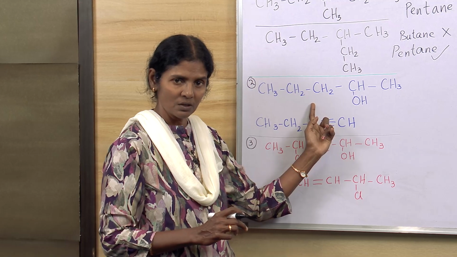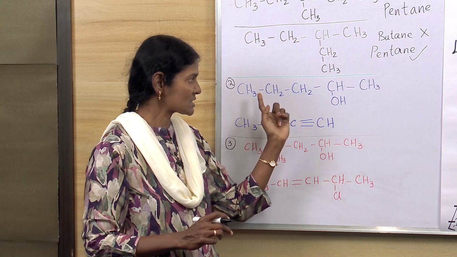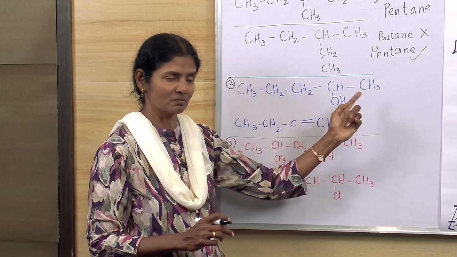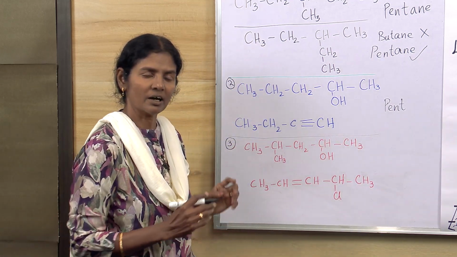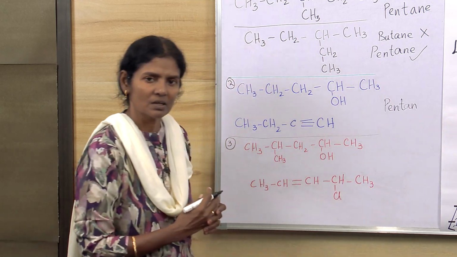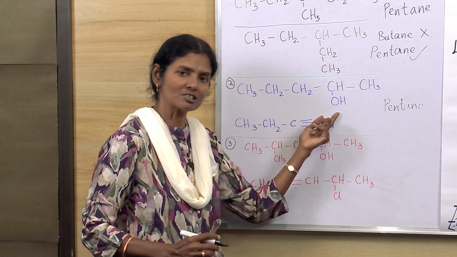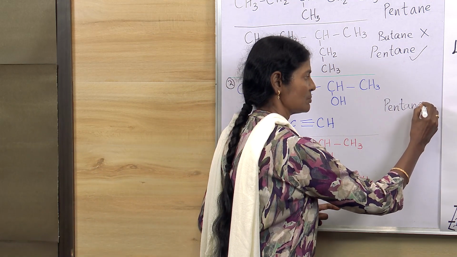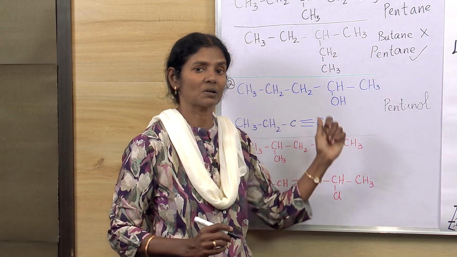In this compound, what is the functional group given here? Alcohol. First fix the root word. 1, 2, 3, 4, 5. Therefore, the root word is pent. And are there double or triple bonds? No. So, pent. It is pentane. But there is a functional group that is an alcohol. Therefore, the E is replaced, giving pentanol. That's a name. But we should know where this alcohol is present.